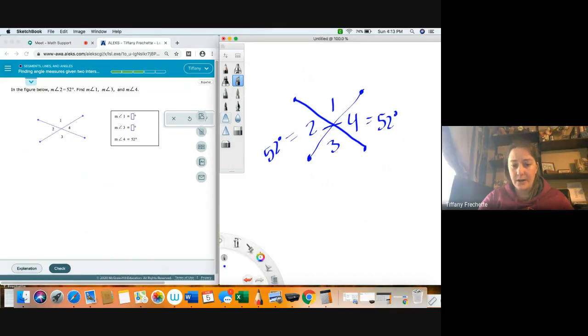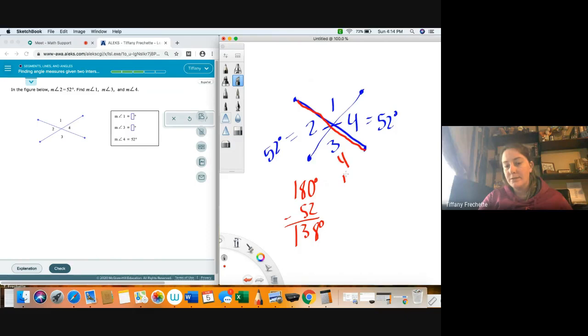So we do need to figure out one other angle here using our supplementary rule. That was really ugly. I'm going to try to redraw that line a little straighter. Okay, so I'm looking at this line here. If I know angle 2 is 52 and angles 2 and 3 together are on a line, which means they are supplementary, which means they add up to 180 degrees, I'm going to subtract what I have. And this will tell me what I have left.